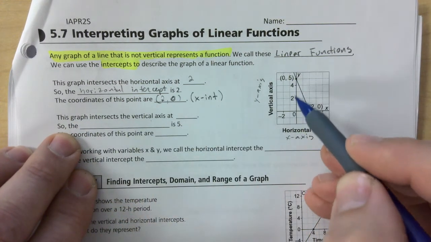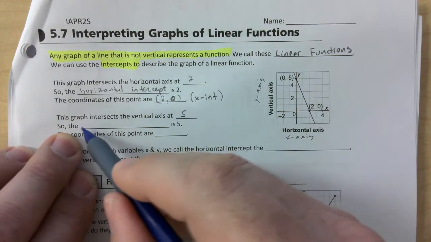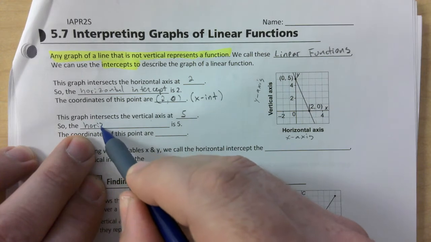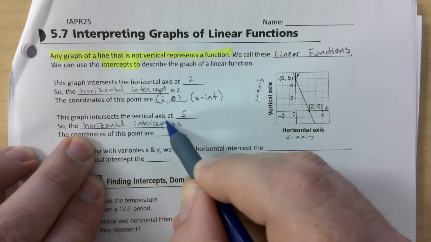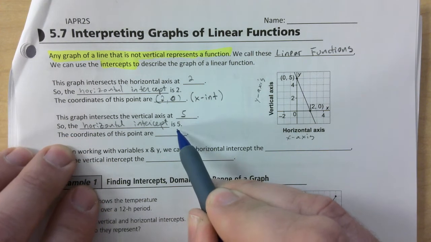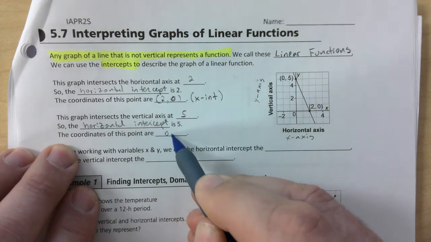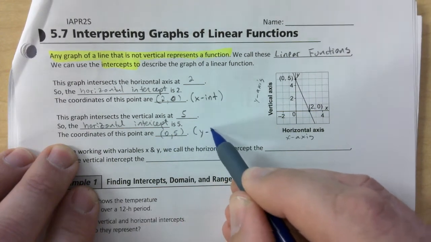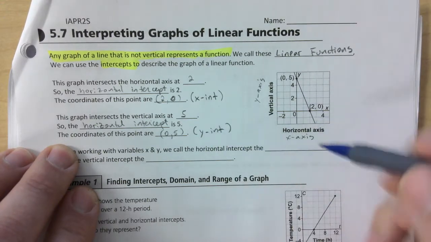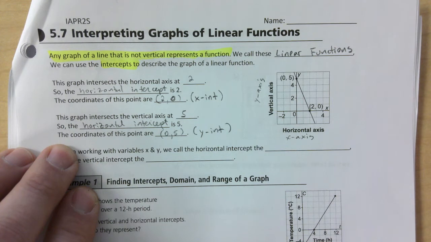So it intersects the vertical axis right here up at 5. Okay, so the vertical intercept is 5. The coordinates of this point are (0, 5). And this is called the y-intercept. That's when the line intercepts, right, the y-axis.